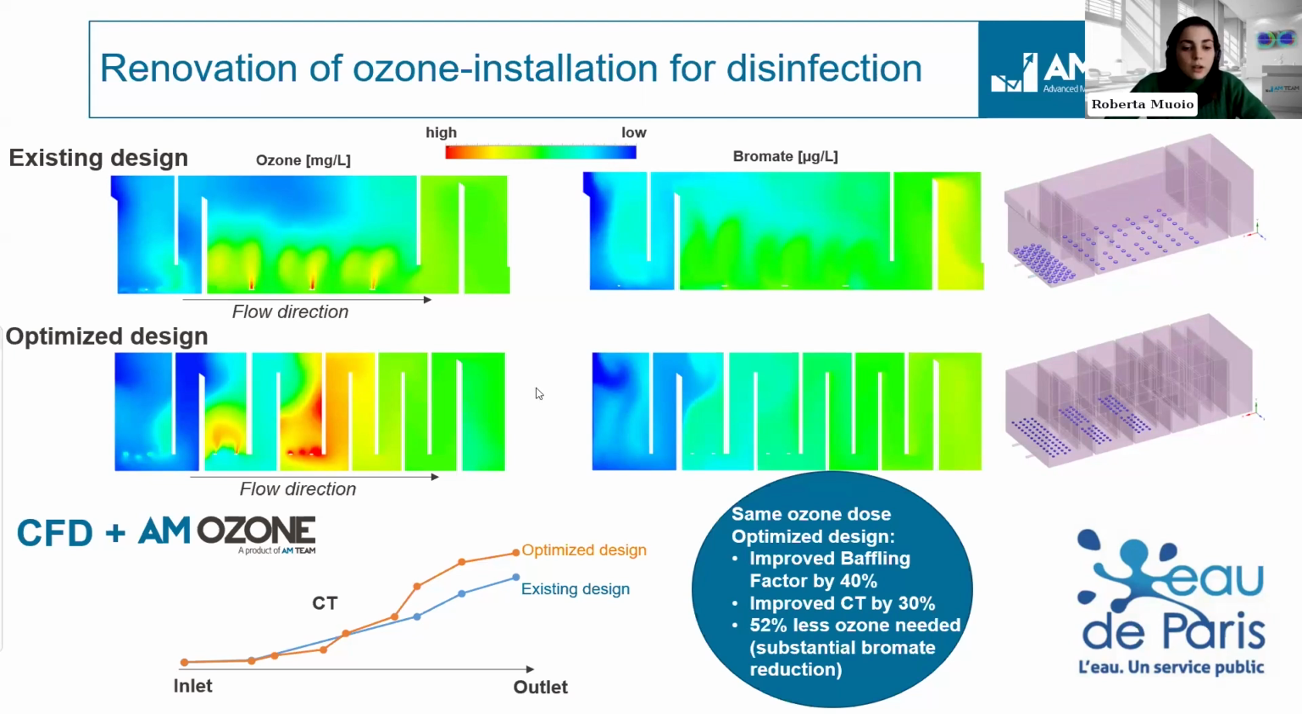And then we could quantify the contact time of ozone along the train, along the reactor, and basically with the optimized design we could improve the contact time by 30% compared to the existing design, which also means that we can save a little bit of ozone dose. In this case, it was up to 50% less dose requirement to get the target contact time. Which means that the bromide formation can also be lowered a lot by using less ozone.